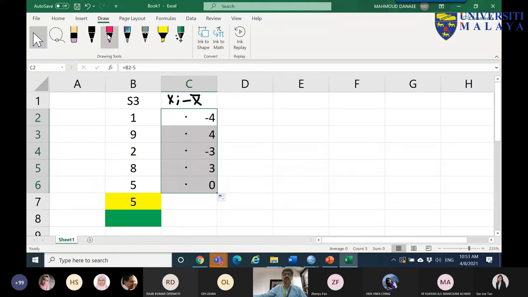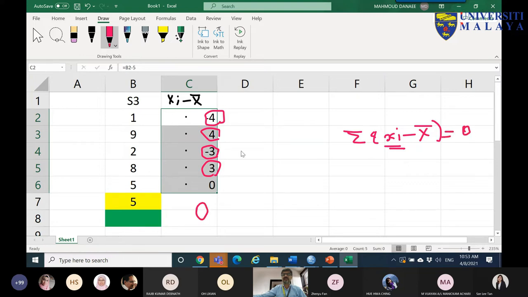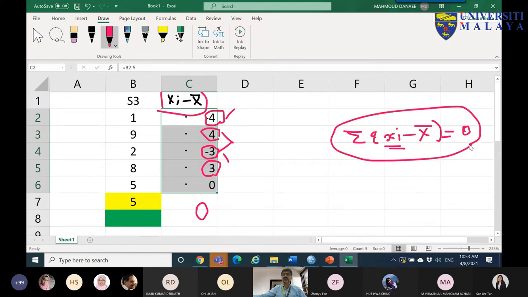Then I need to calculate the total deviation. The total deviation means the summation of the deviation of each subject from the mean. So it means minus 4, plus 4, plus minus 3, plus 3. This value will always be equal to 0. Why? Because some of the numbers are above the mean, some of them are below, right? That's why the total deviation from the mean is always 0, and so we cannot calculate the total deviation. What shall I do?